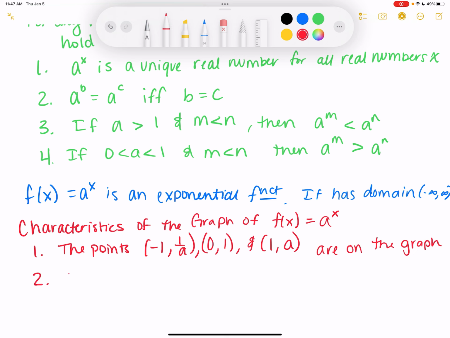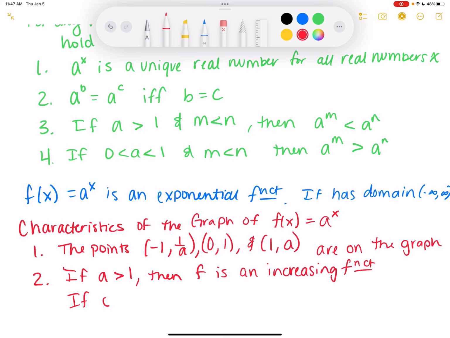Two, if a is greater than 1, then f is an increasing function. And if 0 is less than a is less than 1, then f is a decreasing function.